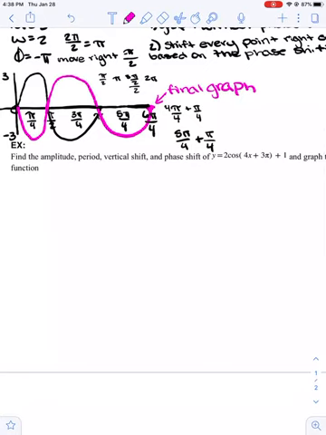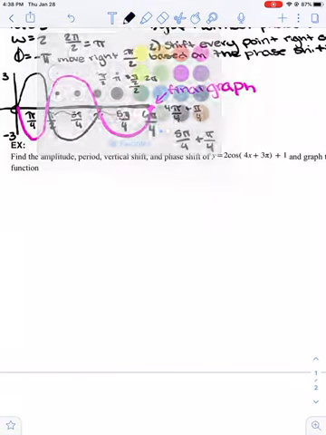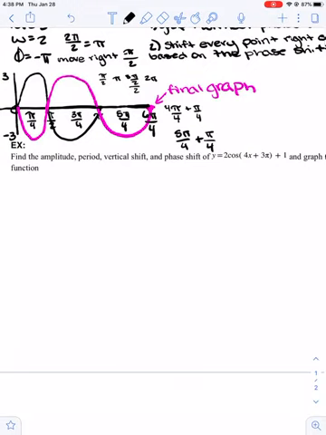Okay, let's try this next one. So we have 2 cosine of 4x plus 3 pi, plus 1. So we have every transformation in this one. Our a equals 2, so the absolute value of 2 equals 2. So our amplitude is 2. We have a w of 4, and this is cosine, so to find the period, it's 2 pi divided by w, which equals pi over 2.